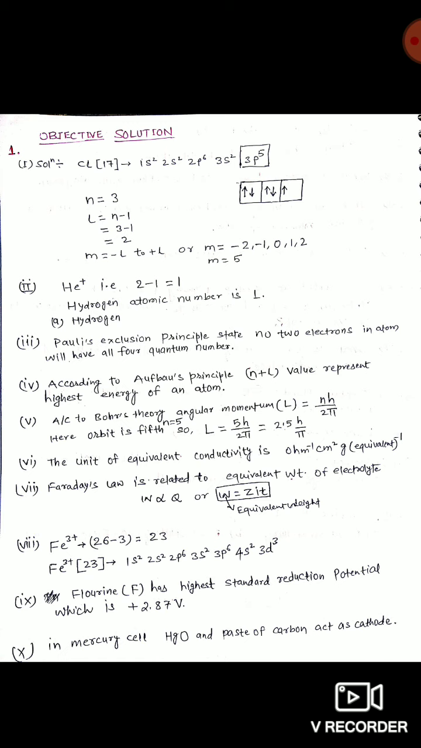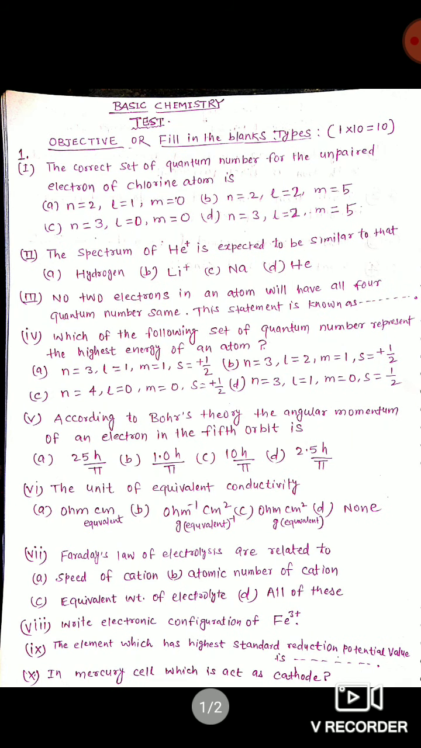So n equal to 3 and l equal to n minus 1, that is 3 minus 1 equal to 2, and the value of m lies between minus l to plus l, that is minus 2, minus 1, 0, 1, 2. So the value of m equal to 5. So the correct answer is D, where n equal to 3, l equal to 2 and m equal to 5.